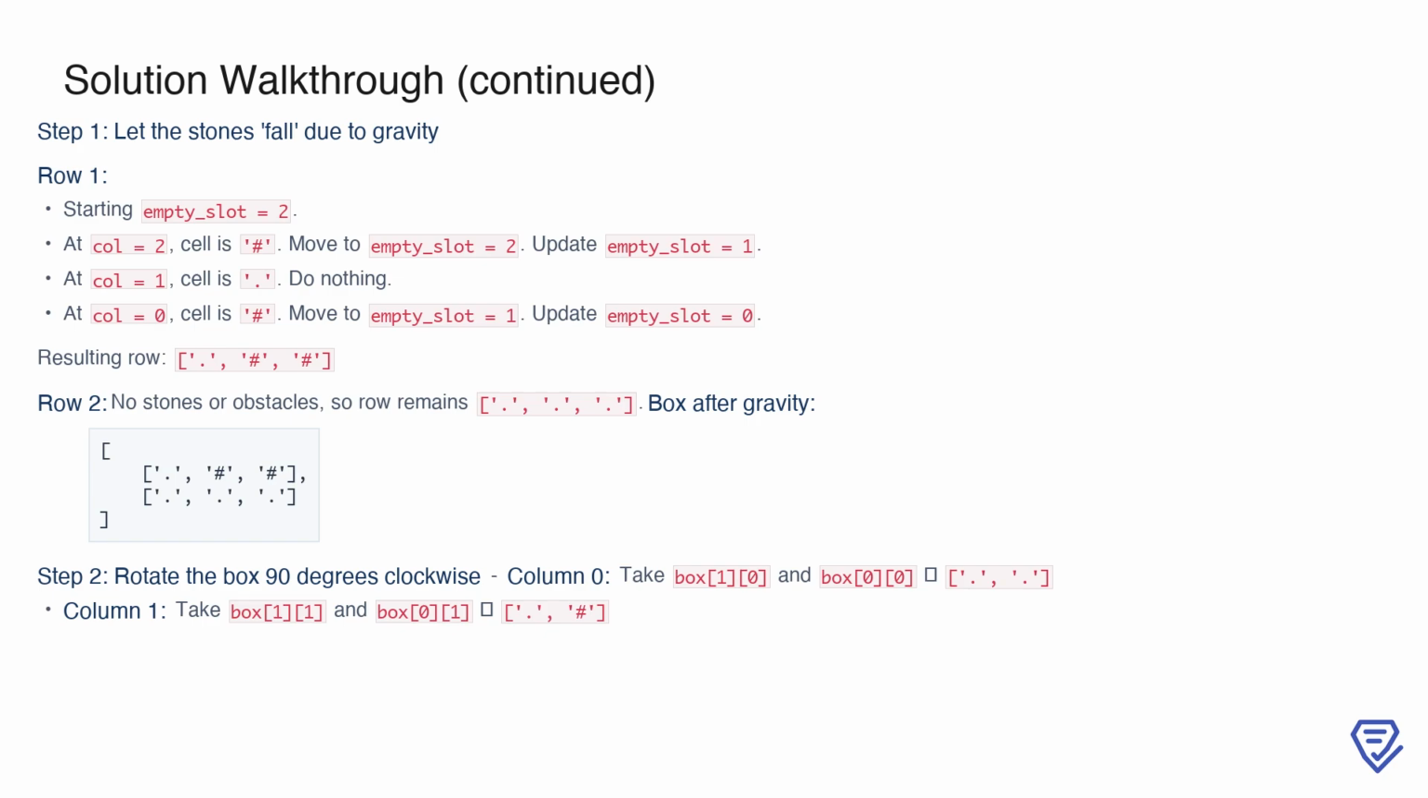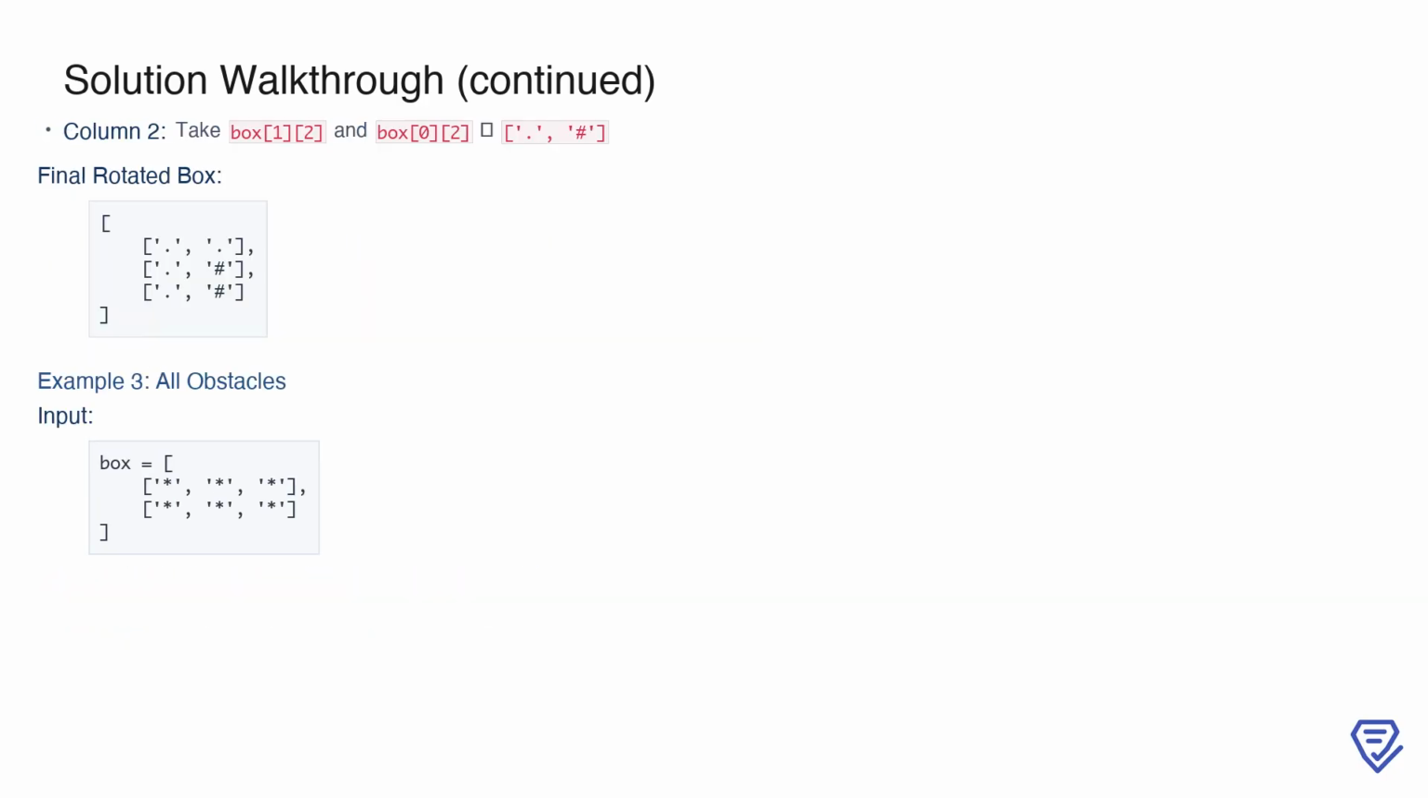This results in ###. Combining all these columns gives us the final rotated box, which is a 3x2 grid. Here, we see that the stones have fallen due to gravity and the orientation of the box has been successfully rotated. With this, example 2 is complete. This example highlights how the algorithm handles cases where the box contains no obstacles, allowing stones to move freely to their lowest available positions. In the third example, we examine a scenario where the box contains only obstacles.